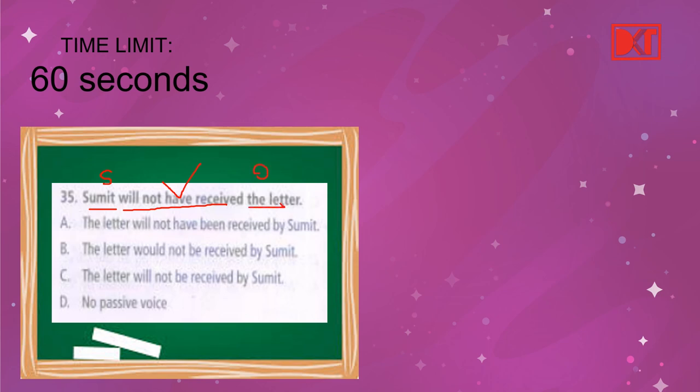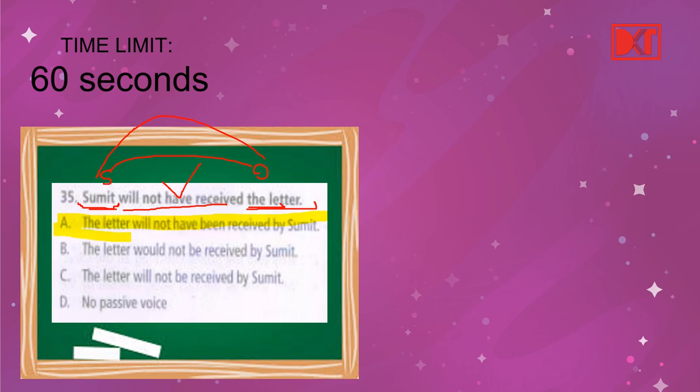So here, how will we change it? Subject into object and object into subject. So we will start with the letter and change this into past participle. The letter will not have been received, and then include by whom? By the object, which is now Sumit. The letter will not have been received by Sumit. The correct answer is A.